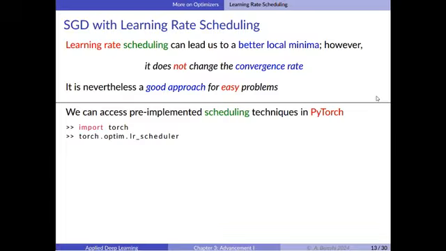And please note that it's not changing the convergence rate, because we are only scheduling the learning rate, not changing the convergence rate, because that's related to the plot and the nature of the problem. Okay, and you can see how we use it in PyTorch. We can use it by torch.optim.lr_scheduler.